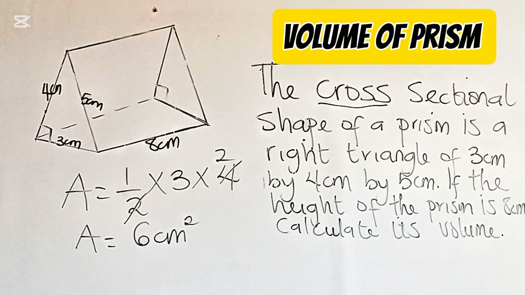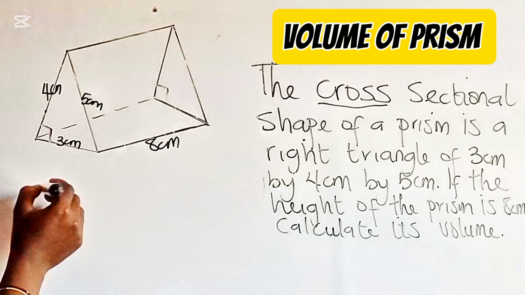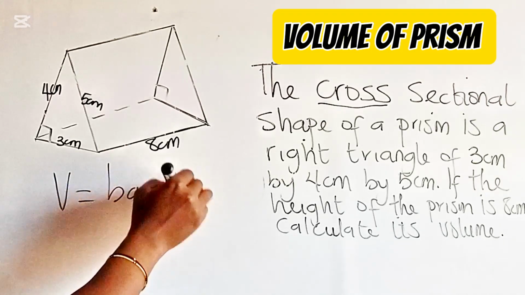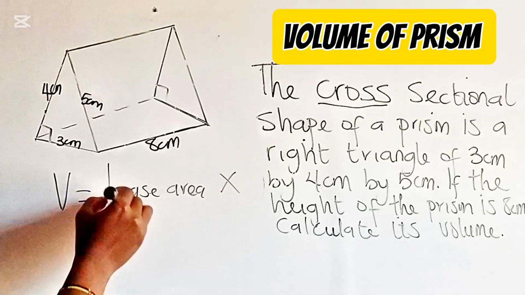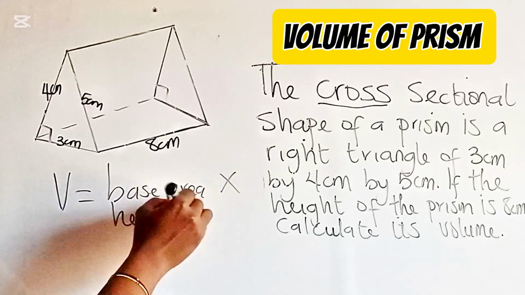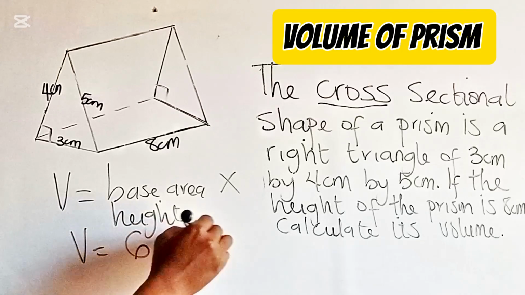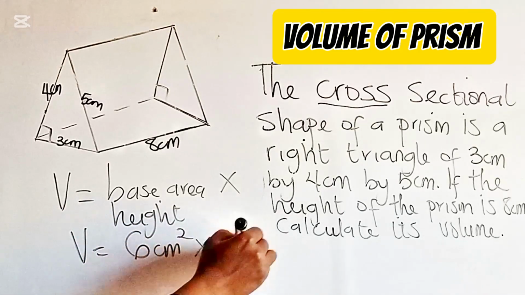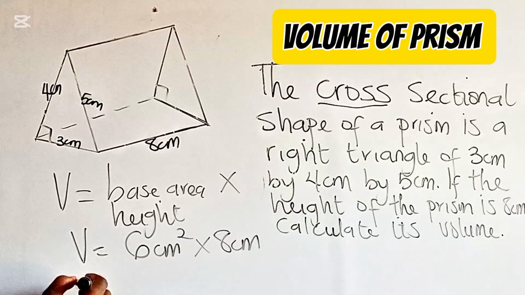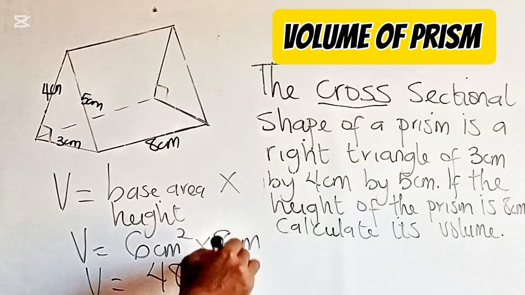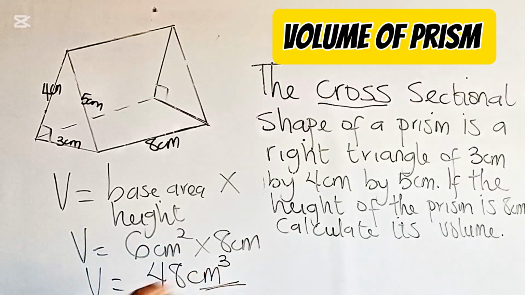So now that we know the area of the base, we can now conveniently find the volume of the prism. So if you recall, the volume of a prism is calculated with this formula: base area times height. Our base area is 6 centimeter square and the height is 8 centimeter. Therefore, the volume of the prism is equal to 48 centimeter cube. And this is our answer.